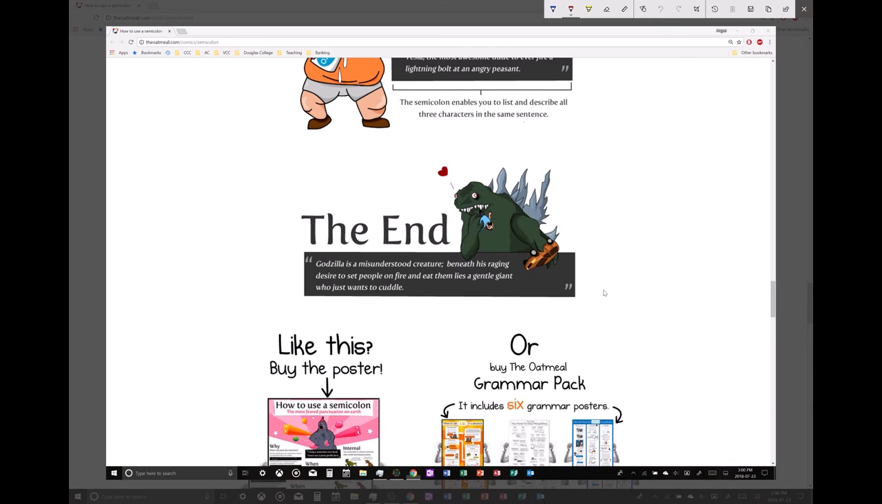And here's a last sentence. "Godzilla is a misunderstood creature; beneath his raging desire to set people on fire and eat them lies a gentle giant who just wants to cuddle." Anyway, see if you can figure out what the two independent clauses are and how the semicolon works to connect them together. We have Godzilla, who is misunderstood, and he just wants to cuddle, even though he lights people on fire and eats them for some reason.